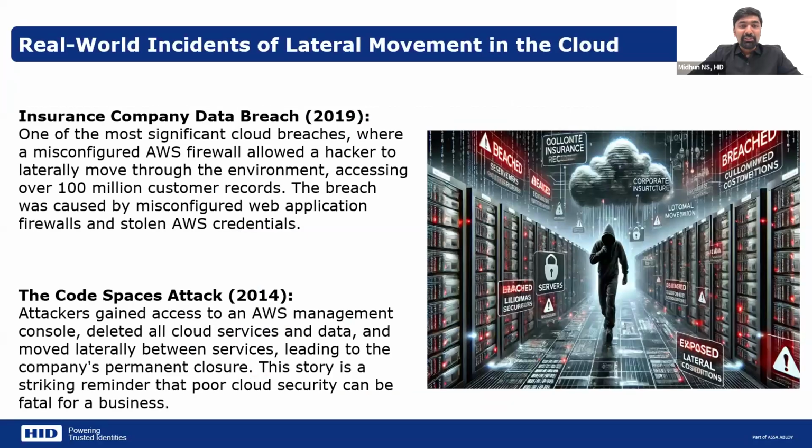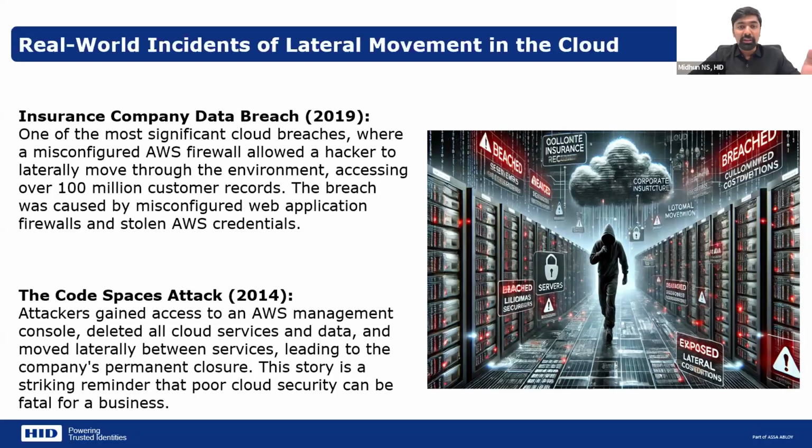Okay, now to truly grasp how serious lateral movement and misconfigurations can be, let's take a couple of real-world breaches that had devastating consequences. The first one, I would say, is the insurance company data breach. It was in the year 2019. So the Capital One insurance company suffered a massive data breach.